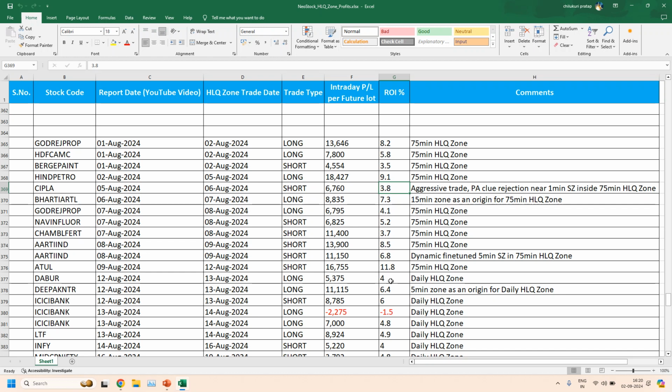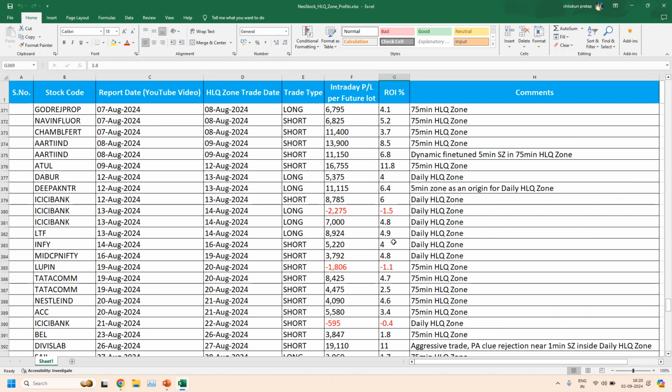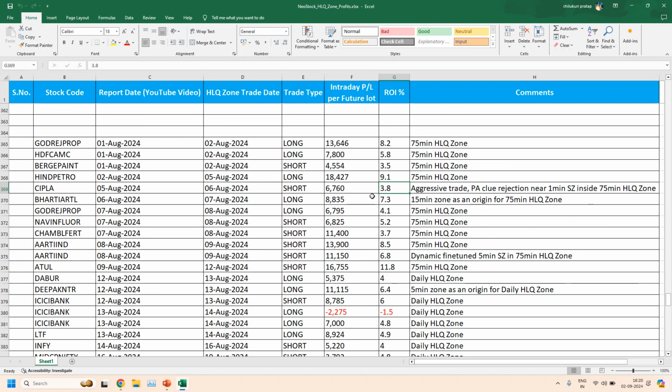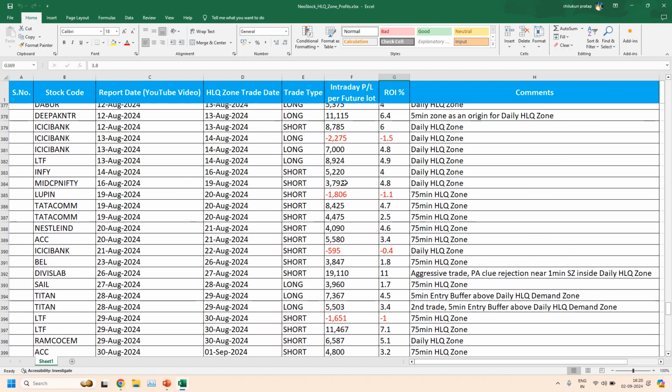All these are intraday ROIs for individual trades. These are the individual trades' intraday ROI. This is what you have to understand. And we got a very good success rate in the month of August. Only 4 trades are stopped out.